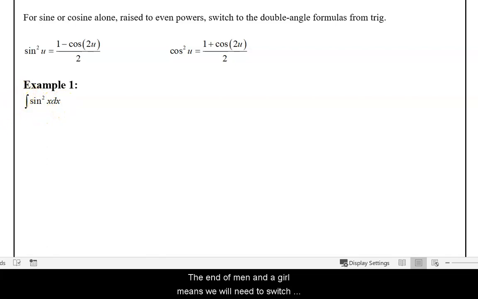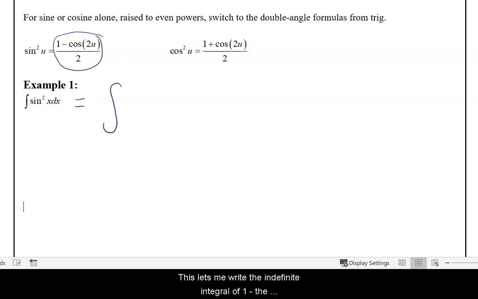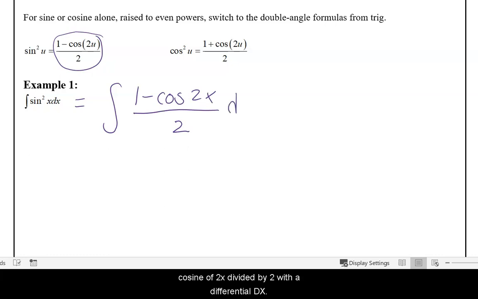The indefinite integral means we will need to switch from the variable x to the variable u, find the antiderivative, then back out of u and get right back to x again. Let's get started. Since I have sine squared of x, I can rewrite this using the formula I see here to replace sine squared. This lets me write the indefinite integral of 1 minus the cosine of 2x divided by 2 with the differential dx.